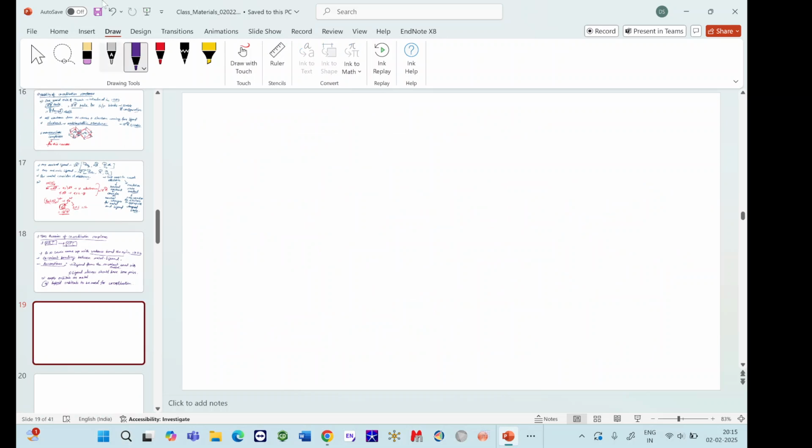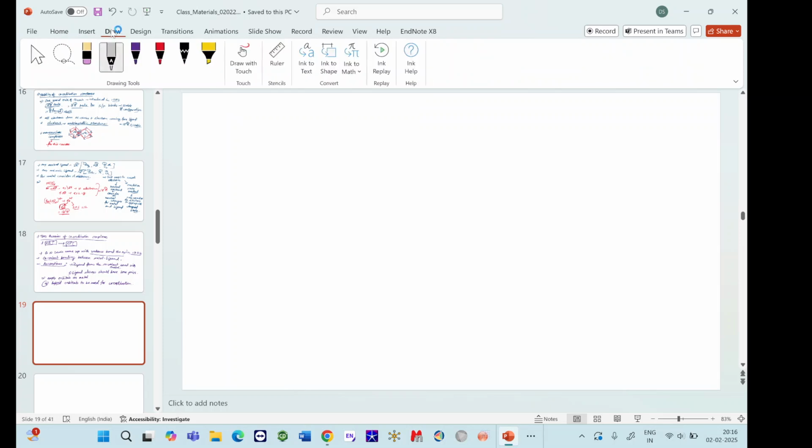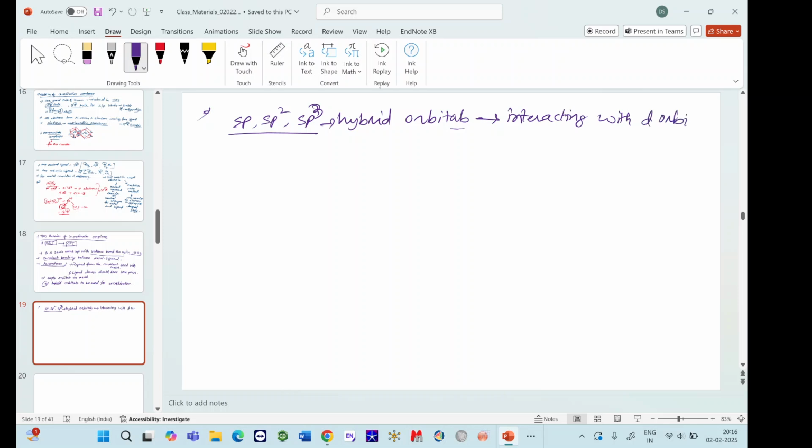So that is why it would have, say, sp2 or sp3 hybrid orbitals interacting with d orbital. So how do they interact?